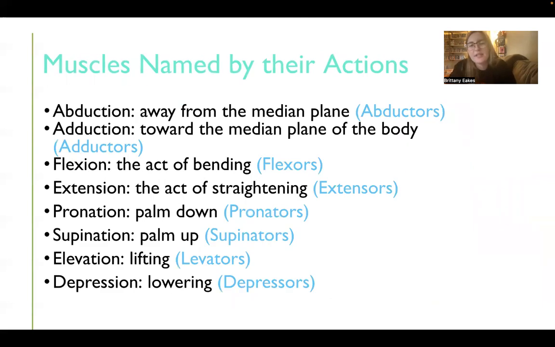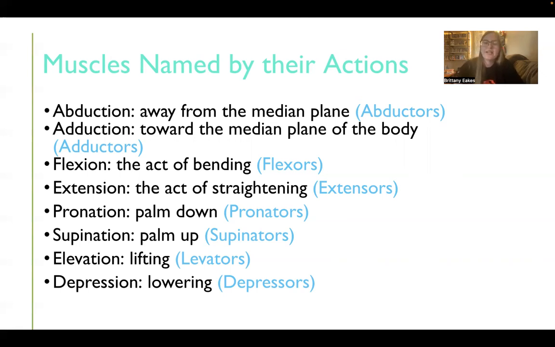We have muscles named based on their actions. So we go back to muscular actions, and we talked about this with joints and muscles. Abduction means away from the median plane, and that would be an abductor. Adduction is towards the median plane, so it's an adductor. Flexion would be the act of bending. These are flexors. Extensors do the action of straightening.